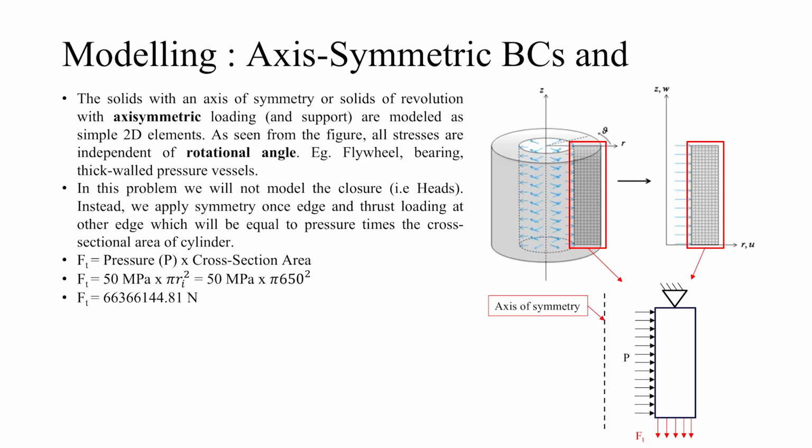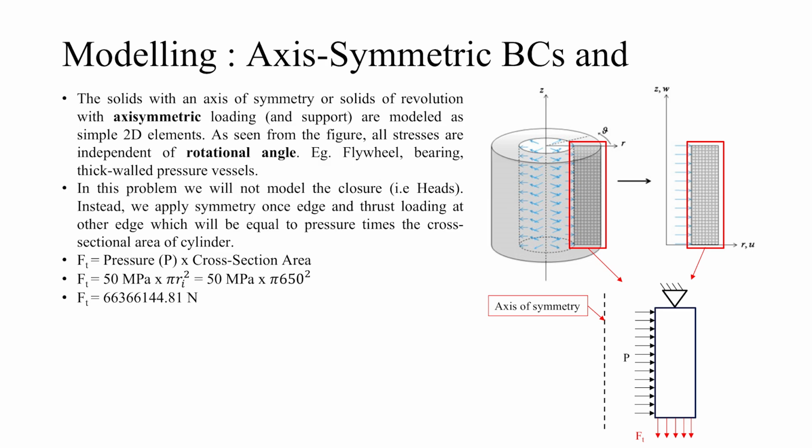Axis symmetric modeling will be employed. Simple 2D components are used to model solids with an axis of symmetry, or solids of revolution with axis symmetric loading and support. All stresses are independent of rotational angles. For instance, axis symmetric modeling can be used for flywheels, bearings, and pressure vessels with thin or thick walls.